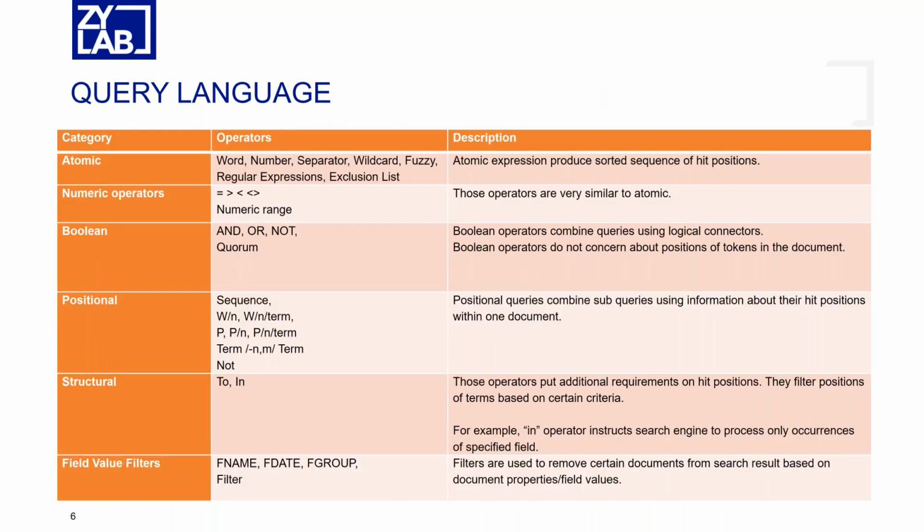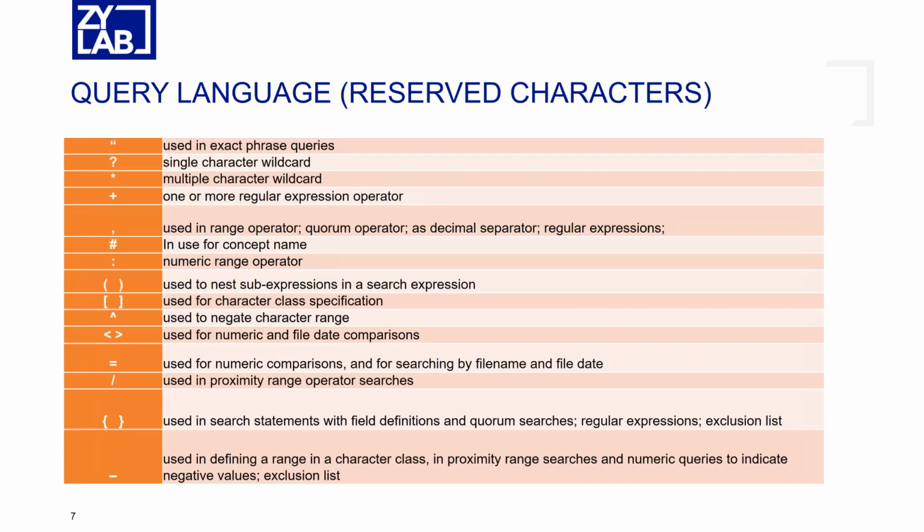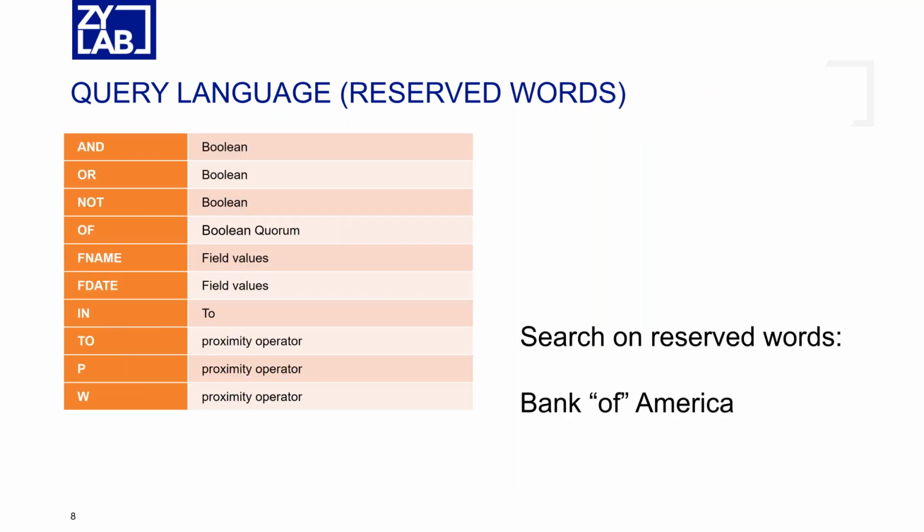Now we have a lot of different searches that are possible. I will go over some of these in a little bit more detail. I suspect you already know some of these. Important to understand is that we have some reserved characters that we use in our query syntax, like the quotes, the question mark, the asterisk, the plus sign, and all these characters are used in our search expressions. So with these you can set up a search syntax.